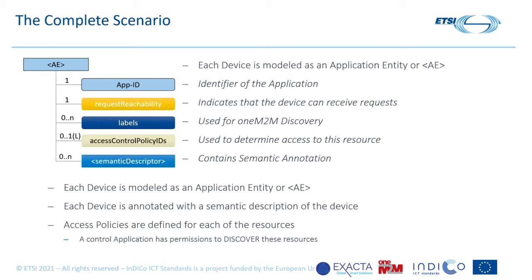And then the semantic descriptor resource, which is a child resource of the AE, is what contains the semantic annotation that I showed you in the previous slide. So like I said, each device is modeled as an application entity, or an AE, and each device is annotated with a semantic description of the device, and then access control policies are defined for each of the resources. A control application has permissions to discover these resources. There's a second application that does not have permissions.